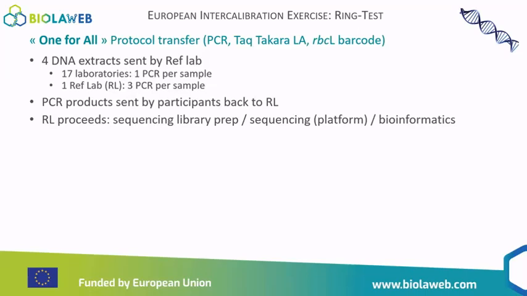We use one Taq polymerase and one barcode. Everybody had the same protocol that was clearly defined and transferred to everybody. With the 4 DNA extracts, each lab received a set of the 4 DNA extracts that were prepared by our lab. And each of the 17 laboratories made 1 PCR per sample. In our lab, we made 3 PCR per sample because we were the reference lab.